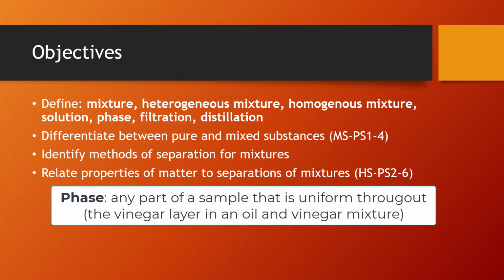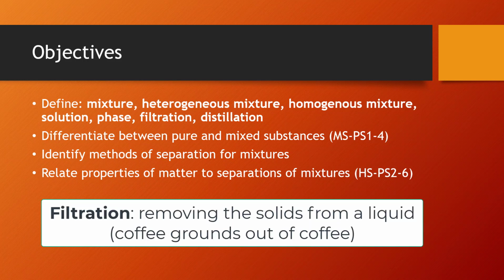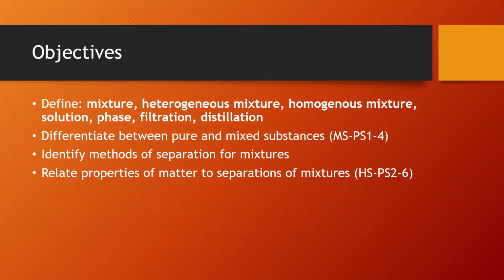A phase is part of a heterogeneous mixture. So the example in the book, and probably a very good example, is your oil and vinegar. So the oil is one phase and the vinegar is another phase. Filtration is the process of removing solids from a liquid. So if we had coffee grounds in water, we use a coffee filter to remove the coffee grounds, which are solid, from the coffee, which is liquid.